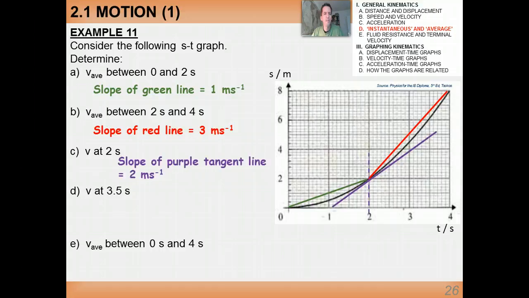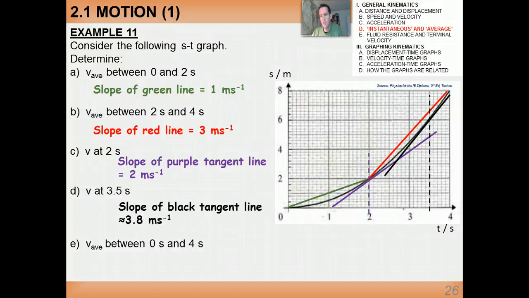The instantaneous v at 2 seconds is the slope of the purple tangent line, which I got is 2 meters per second. Again, there's a range of what I would accept. Somewhere around 2 would be fine. It depends on how you actually draw your tangent line. The instantaneous speed at 3.5 is, again, the slope of the black line, which I got around 3.8. There's a range. And the average between 0 and 4 is simply the slope of this blue line, which I have about 2 meters per second.